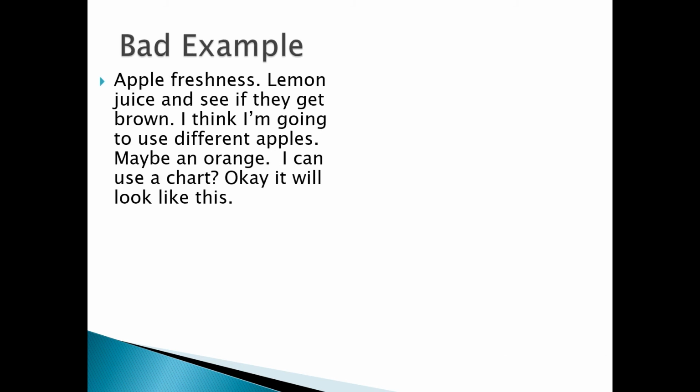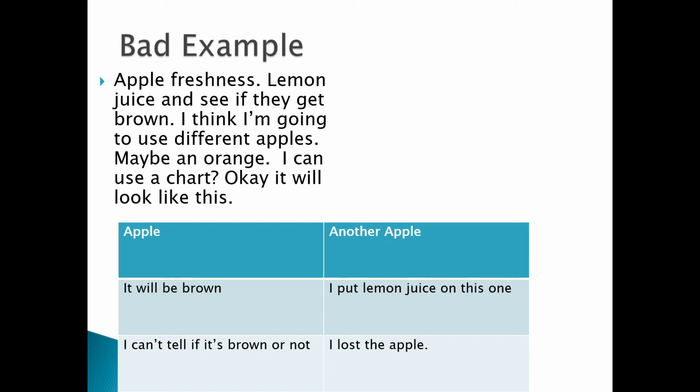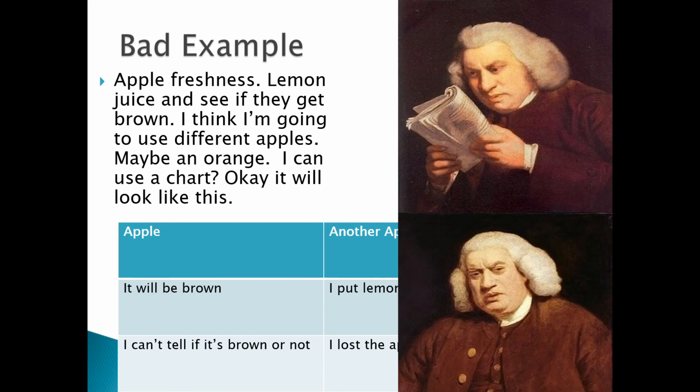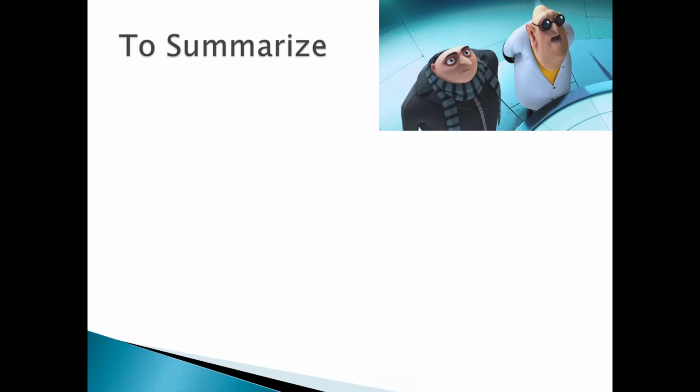So here's a bad example. Apple freshness, lemon juice, and see if they get brown. I think I'm going to use different apples, maybe an orange. I can use a chart. Okay, it will look like this. Apple, it will be brown, another apple. I put lemon juice on this one. I can't tell if it's brown or not. I lost the apple. All right, those would be bad examples and will cause me to look at you like this. Unfortunately, I can barely give you that face anymore if you don't get to see me in person. But you know the face that I would give you if you turned in something like that.